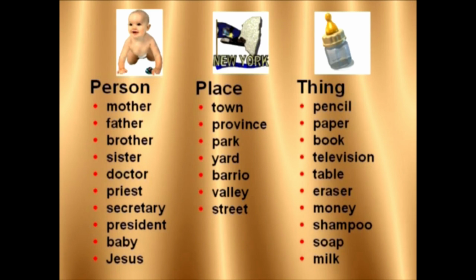Examples of nouns that name a place are town, province, park, yard, barrio, valley, street.